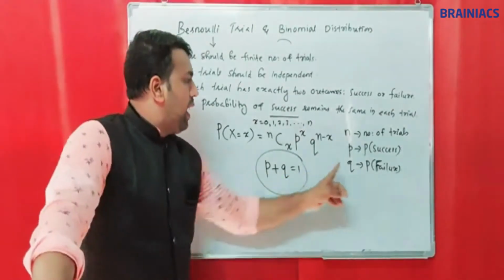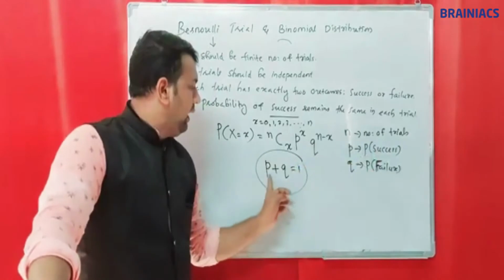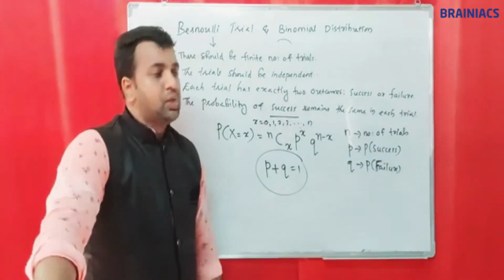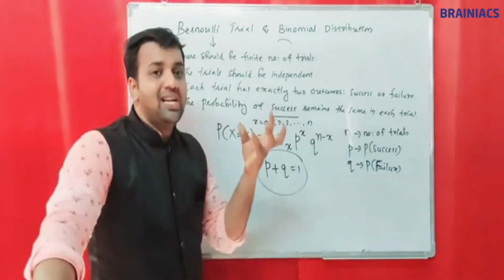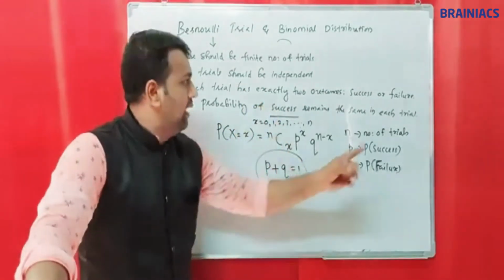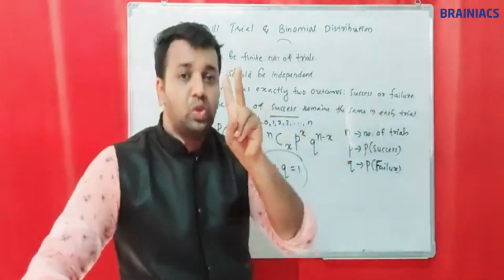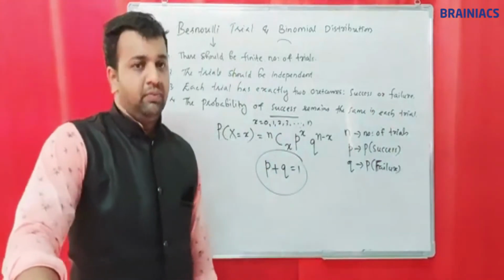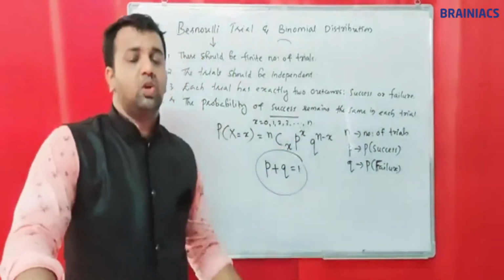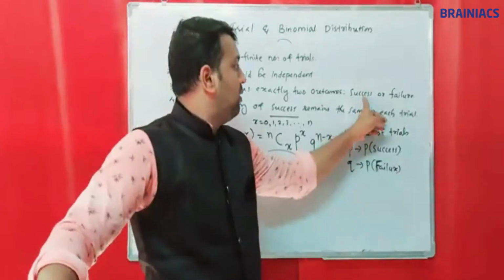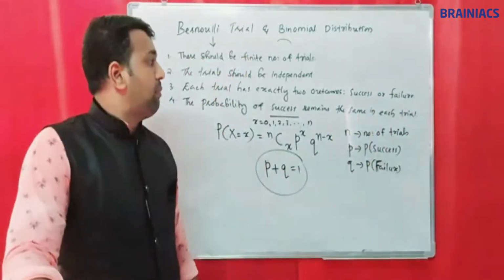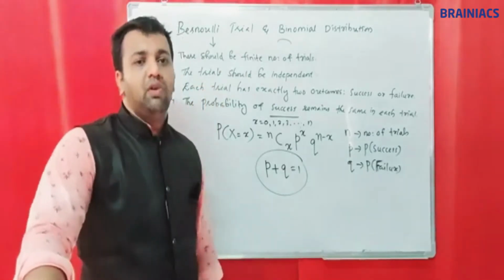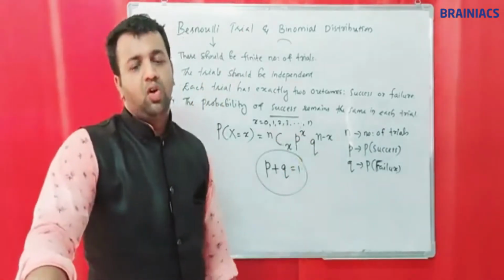Here P and Q are probabilities. P indicates probability of success and Q indicates probability of failure. So in each binomial, in each Bernoulli trial, there are two outcomes, success or failure. So there are two probabilities, probability of success and probability of failure, and these are the only two probabilities involved in a binomial distribution or Bernoulli trial.